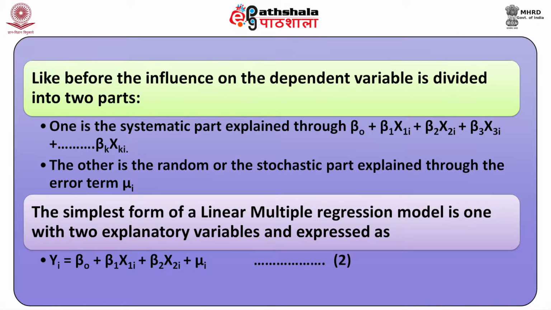Like before, the influence on the dependent variable is divided into two parts. One is the systematic part explained through beta naught plus beta 1 x1i plus beta 2 x2i and so on up to beta k xki, and the other is the random or stochastic part explained through the error term mu i. The simplest form of a linear multiple regression model is one with two explanatory variables and expressed as yi is equal to beta naught plus beta 1 x1i plus beta 2 x2i plus mu i.